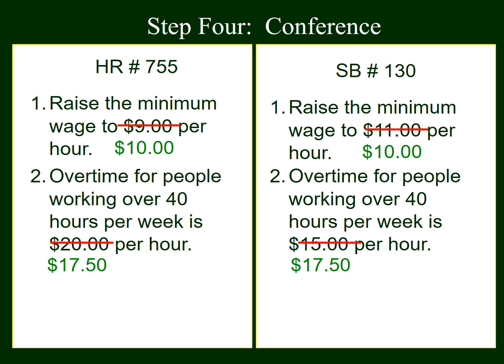So again, in this conference phase, a handful of the members of the Senate and the House get together and they work out a compromise. Let's just say, for sake of argument, that they agree to split the difference between the two proposals and both support an increase in minimum wage to $10 an hour. When it comes to overtime, again, let's just assume that the two split the difference and they support an increase in overtime pay to $17.50 an hour.